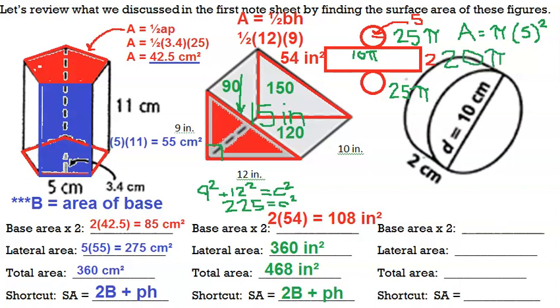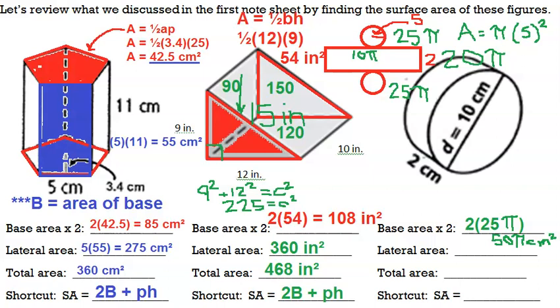So let's go through and let's see what we came up with. The base area times 2 would be 2 times 25 pi. Sorry, there's no pi shortcut over here. Which would come out to 50 pi centimeters squared. I'm just going to leave it like that. You could get the decimal. I'm not really in the mood.